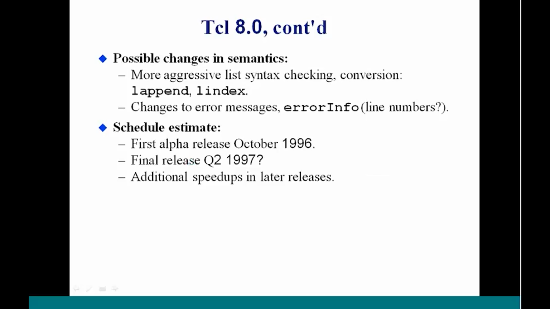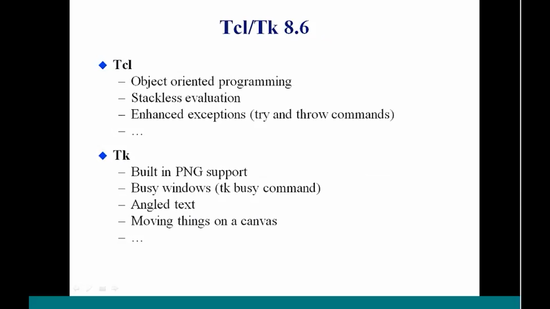And then there are also some changes to the semantics: more aggressive list syntax checking, basically lappend and lindex, and then changes to the error messages, errorInfo, and then line numbers. So for the schedule, these are all different versions. The latest one is Tcl/Tk 8.6.